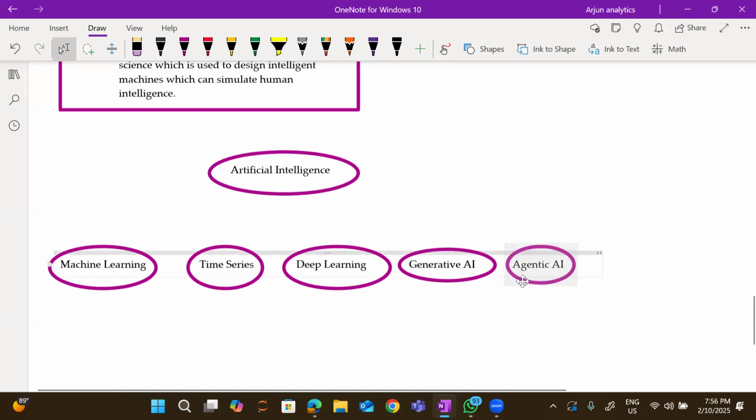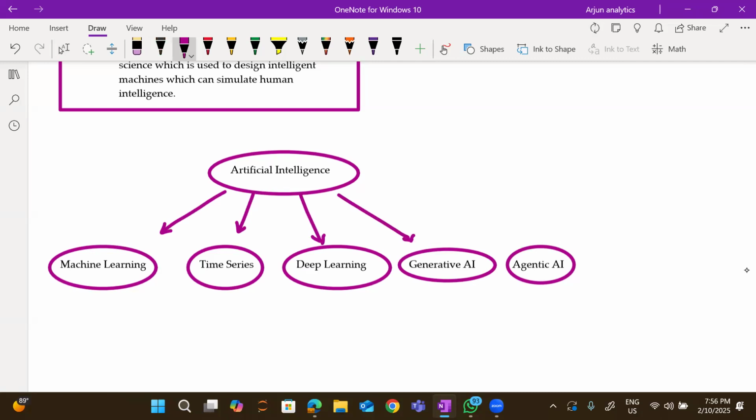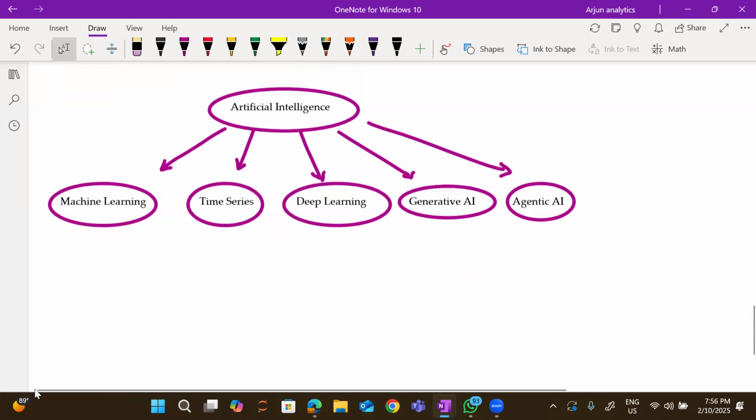This is the major thing, how you are going to implement it. We can implement this with the help of machine learning, time series, deep learning, generative AI, and that's the reason why whichever definition you look at, it will say that it is a branch of artificial intelligence. Clear?